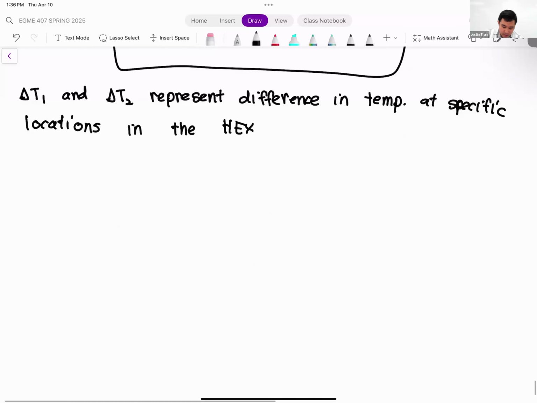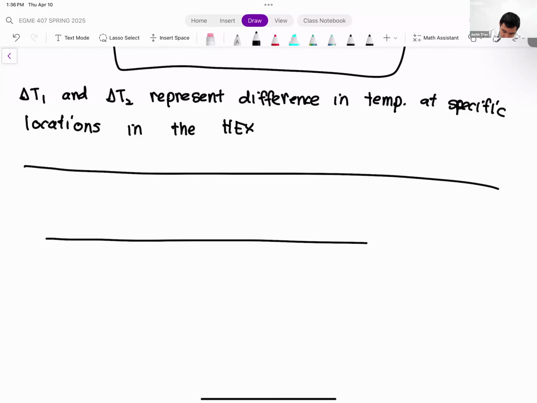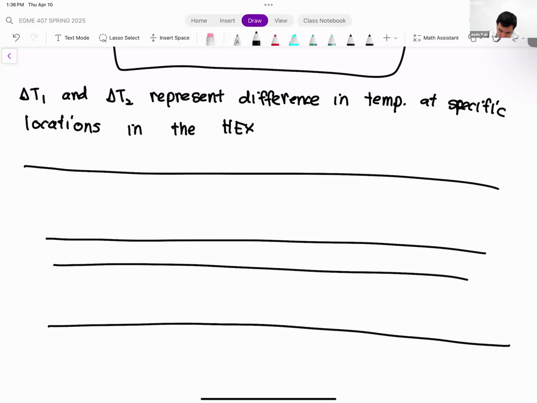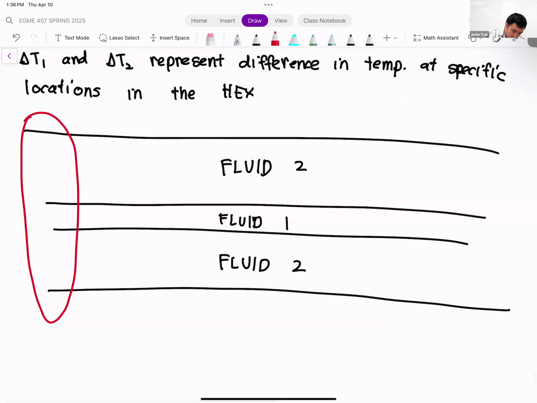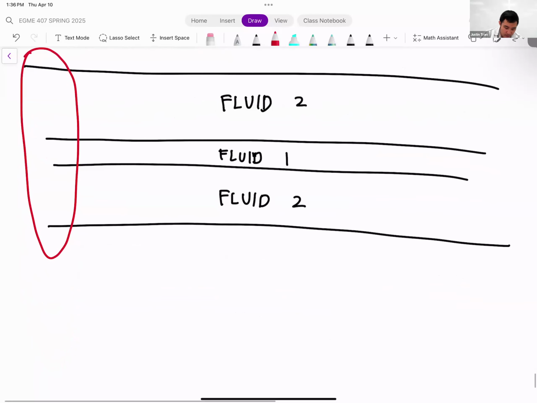So let me go ahead and draw our heat exchanger one more time. We have our two fluids here, fluid 1 on the inside, fluid 2 on the outside. So delta T1 would be the difference in temperature between the two fluids at this physical location, right? Now, whether this is inlet or outlet depends on if it's parallel flow or counterflow, but this definition works for both.